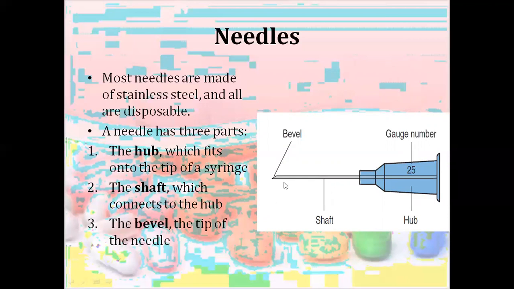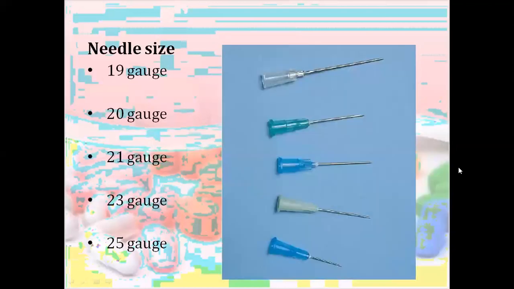Then next is the shaft. Shaft means the part which is connected to the hub. जो किससे connected है? It will be connected to the hub. Then next is the bevel. Bevel is the tip of the needle, and in this bevel the hole is present, so that the medication can enter into the syringe. With the help of this bevel only, the medication enters into the syringe. So these are the parts of the needle.